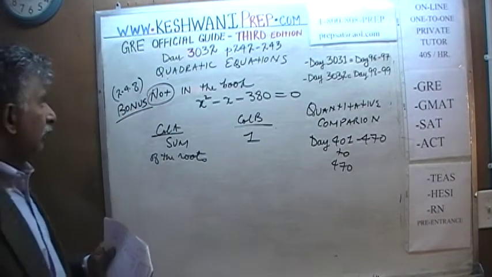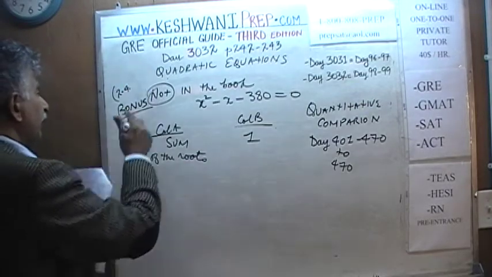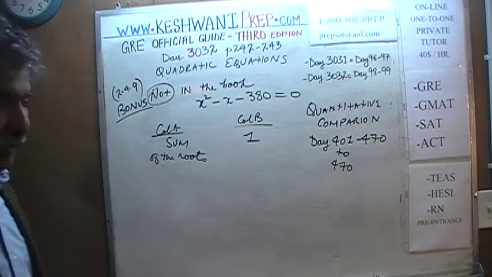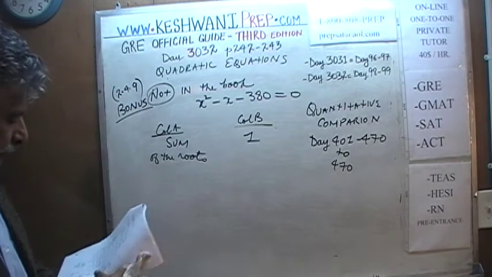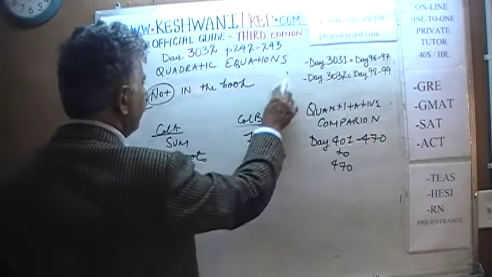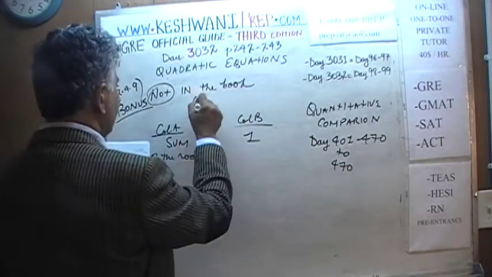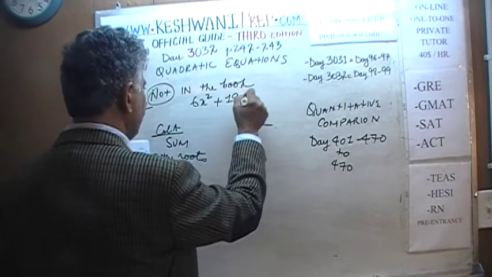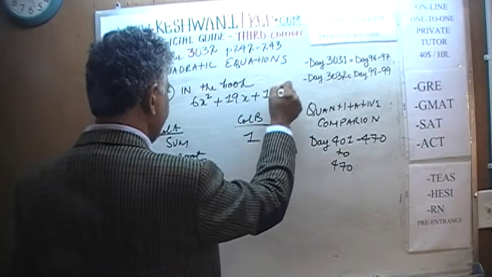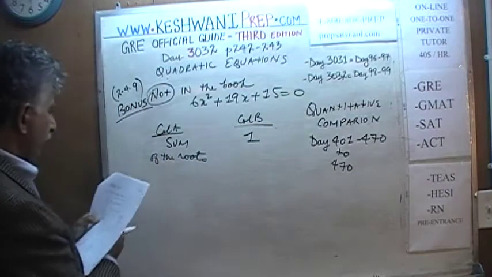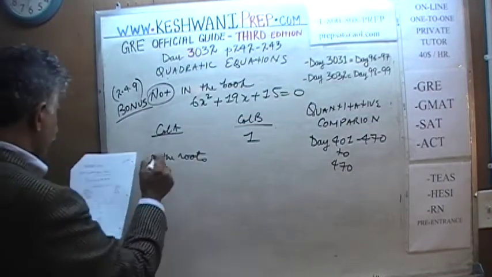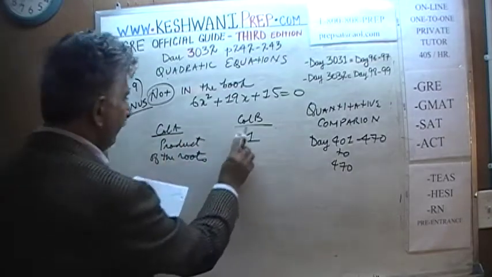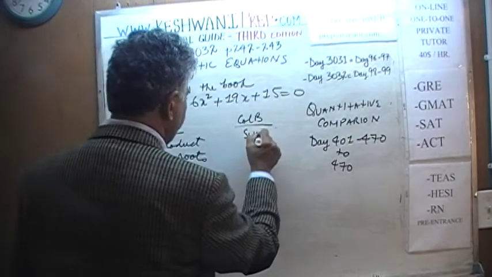I lied to you. There are not three extra problems. There are 4 extra problems, 2.4.9. So that was 8. Well, I'm about to put 9. Here's the 9th one. 6x squared plus 19x plus 15 is equal to 0. And here we are asked to compare the product of the roots versus the sum of the roots.